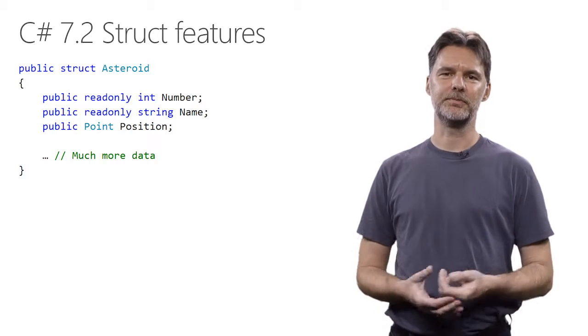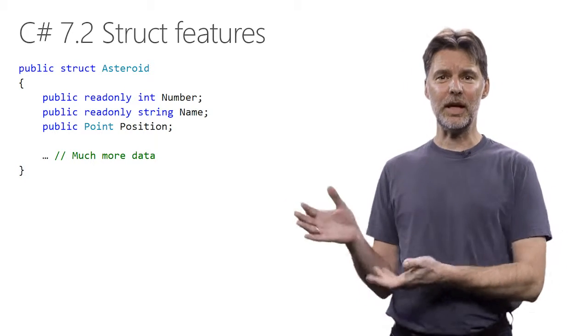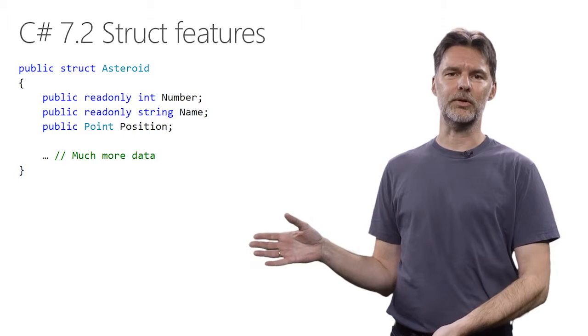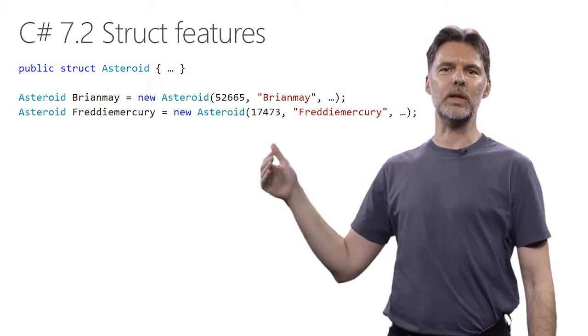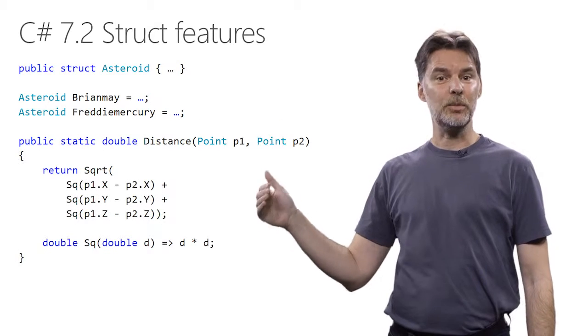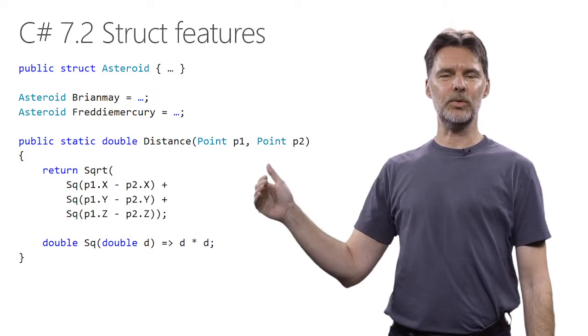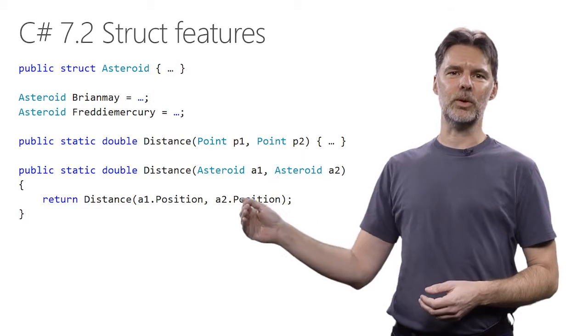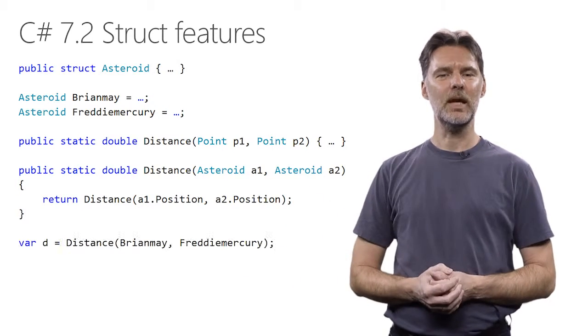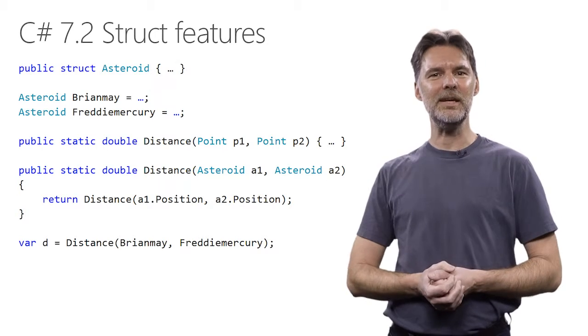with structs in C#. To start with, here's a large struct type for representing asteroids. Imagine there's a lot more in there. Now let's create a few well-known asteroids, a helper method to compute the distance between 2 3-dimensional points, and a method to compute the distance between 2 asteroids based on that helper method. Now we can find the distance between Brian May and Freddie Mercury.